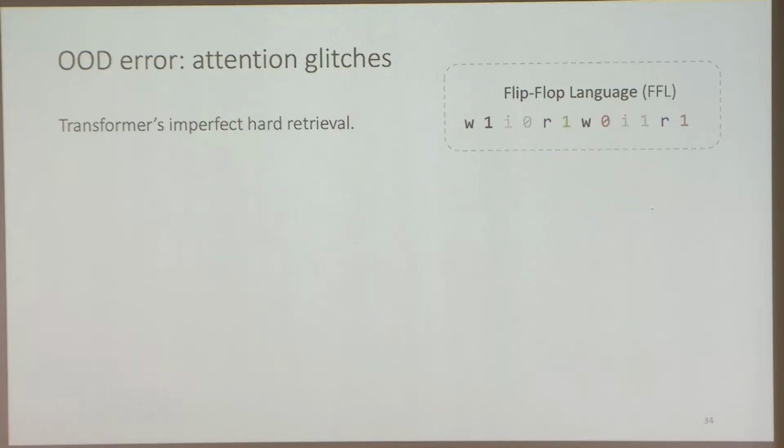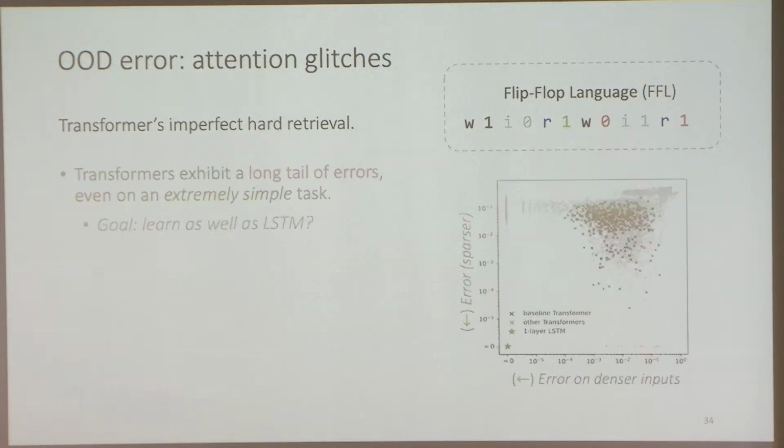And what's the takeaway? So the takeaway is that for this OOD error, one simplest test that we can use is this flip-flop. And then for this very simple task, we identify something called attention glitches. For attention glitches, we saw that transformers have a long tail of errors, which are not present in small RNNs. So making transformers as efficient in learning as RNNs would be one realistic goal for the future.